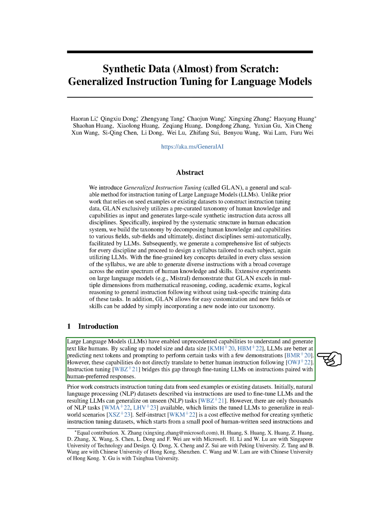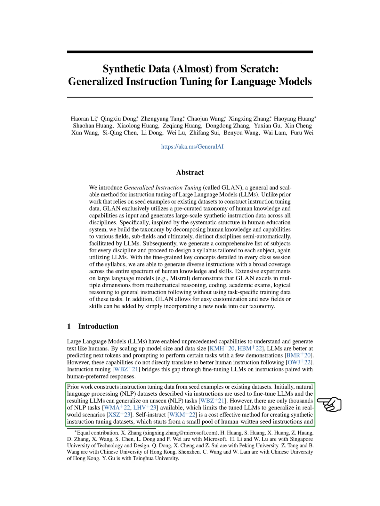To address this issue, we explore the concept of instruction tuning, a method that fine-tunes LLMs using instructions paired with responses that are preferred by humans. This approach has traditionally relied on either seed examples or existing datasets. Initially, we used datasets from the field of natural language processing, NLP, described through instructions, to fine-tune LLMs. These fine-tuned models showed promise in generalizing to NLP tasks they hadn't seen before. However, the limited number of NLP tasks available restricts the model's ability to generalize in more diverse real-world scenarios.